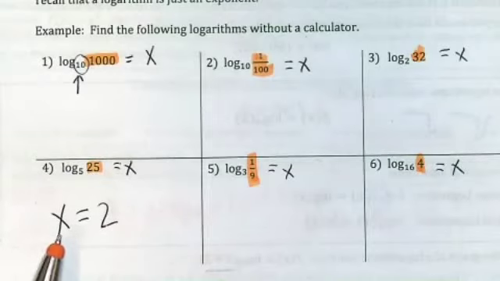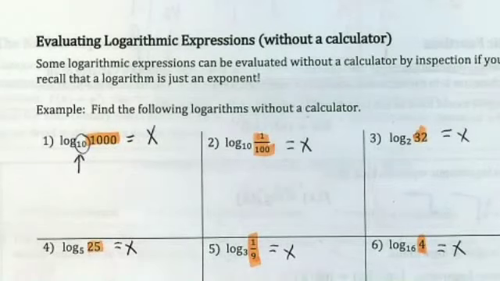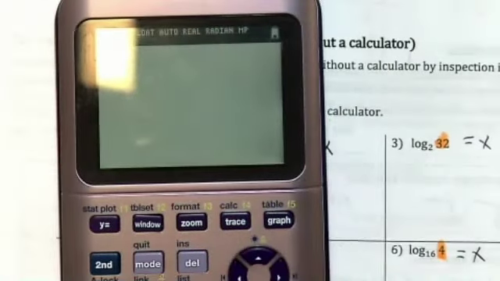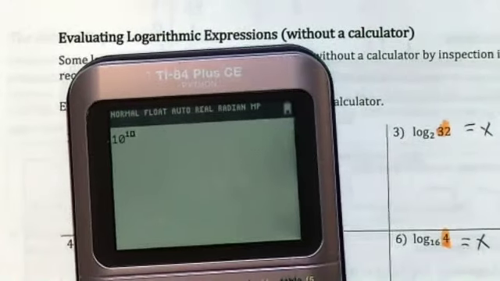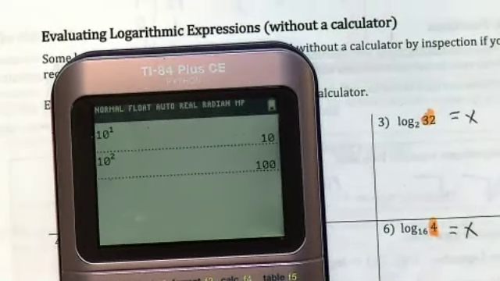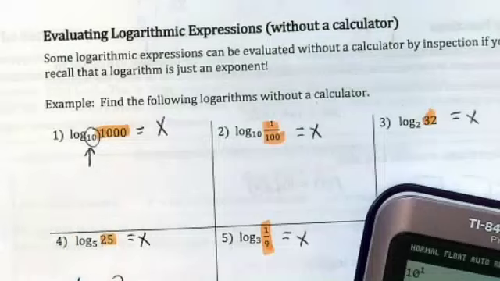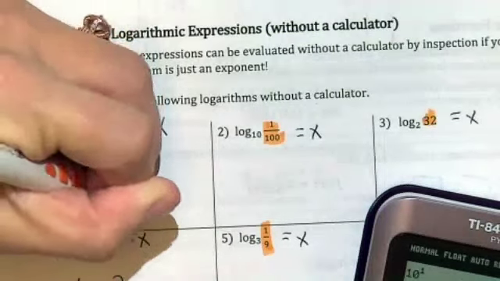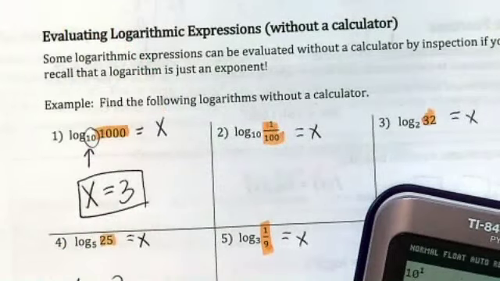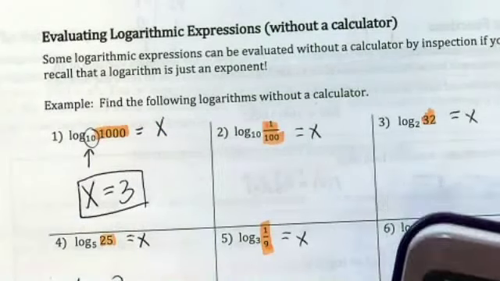There is a little rule that we're going to look at, but right now we're just thinking through it. So if you're like, all right, 10 to the power of what gives me 1,000? Well, if I do 10 to the power of 1, 10. 10 squared, 100. 10 cubed, boom, 1,000. That means that my answer here is 3. You don't have to put x is equal to 3. You could just put 3, but I identified this as being x, so that's why I'm doing x is equal to 3.